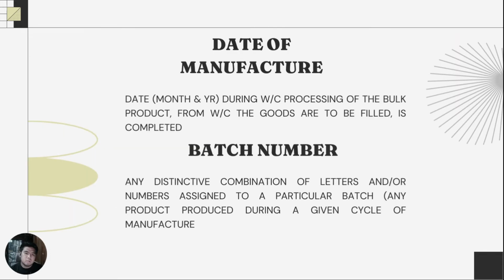Now, moving on, the next one is the date of manufacture. This is the date, month and year during which processing of the bulk product from which the goods are to be filled is completed. Next is the batch number. This is any distinctive combination of letters and or numbers assigned to a particular batch. Any product produced during a given cycle of manufacture.